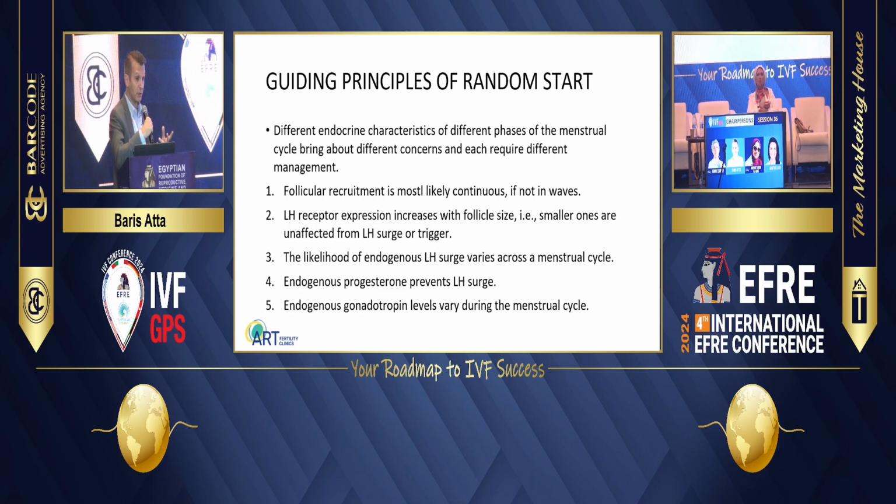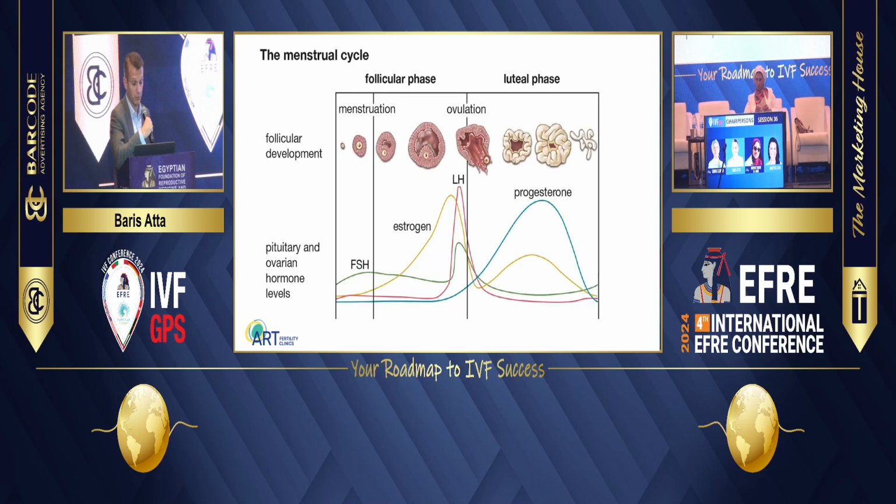And the third thing we need to consider is, depending on when I start in the cycle, when is an endogenous, spontaneous LH surge likely to happen and how it will affect my growing follicles. That's one thing I need to consider. And luckily, endogenous progesterone prevents an LH surge through a hypothalamic mechanism. And the levels of endogenous gonadotropins vary across the cycle, which may help your stimulation or not.